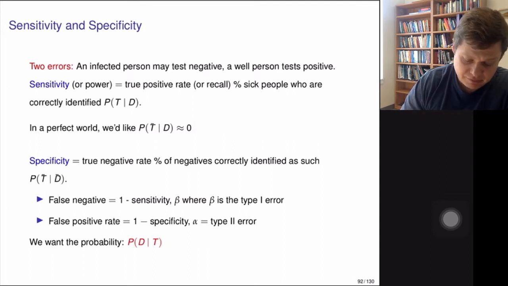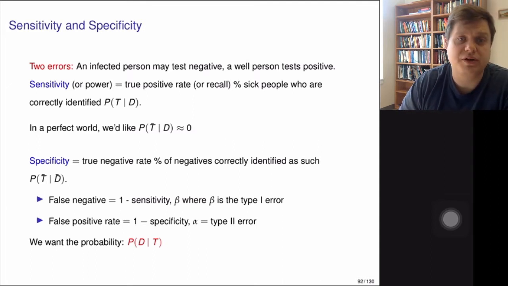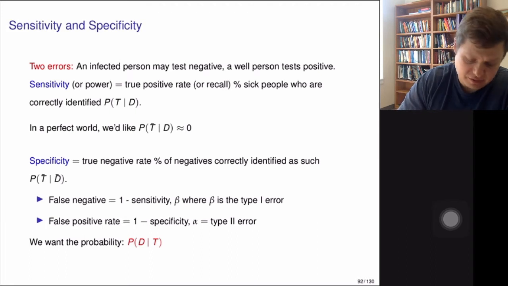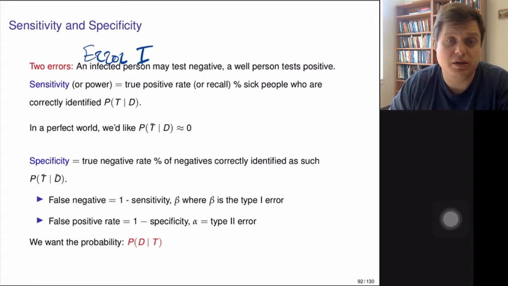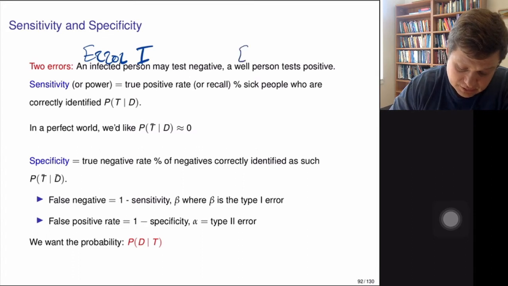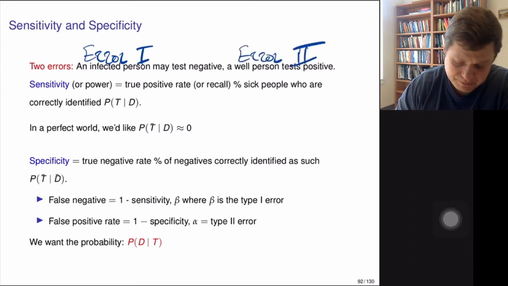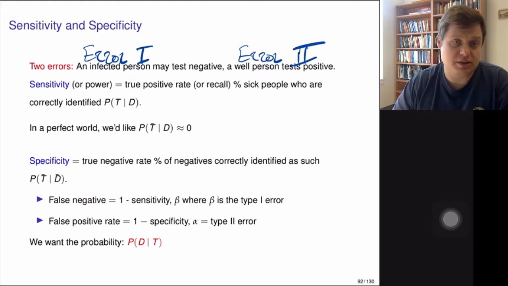So the first type of error is when an infected person gets a negative test. So this is error of type 1. And the second error type is when a healthy person is tested positive. So this is error of type 2. Okay. Now the dual concept is sensitivity and specificity.